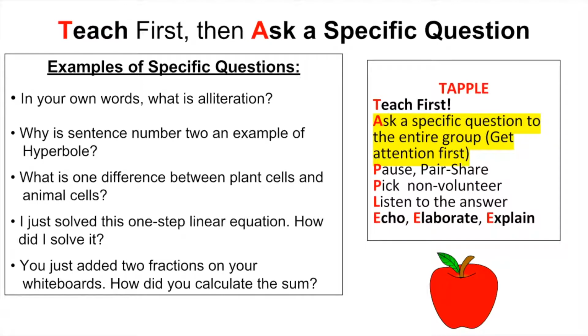In step 1 of TAPL, which is teach first, teaching first gives students equal opportunity to answer because they have all experienced the content. And then step 2, A, ask students specific questions around the content they have just learned. Here are some examples of what this might sound like. What is one difference between plant cells and animal cells? Or, in your own words, what is alliteration? During the asking question phase, avoid asking opinion questions such as, does everyone understand?